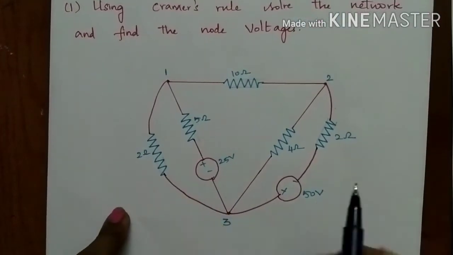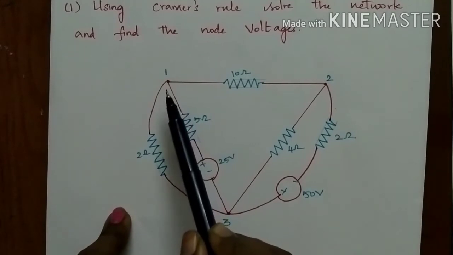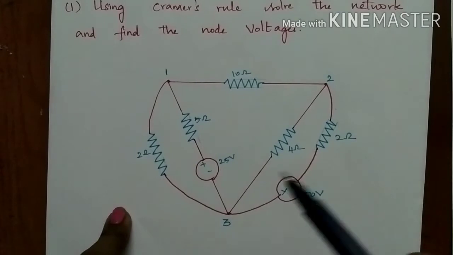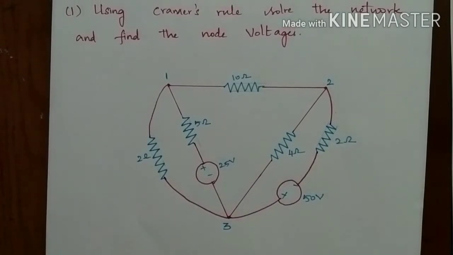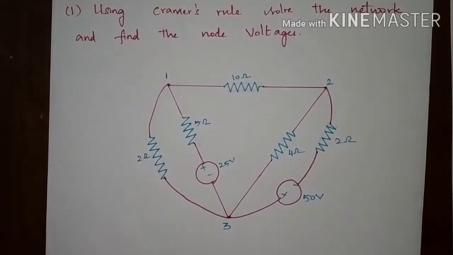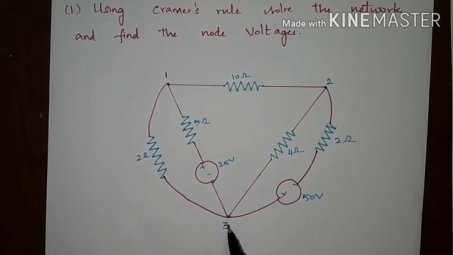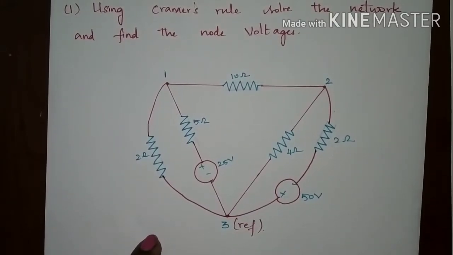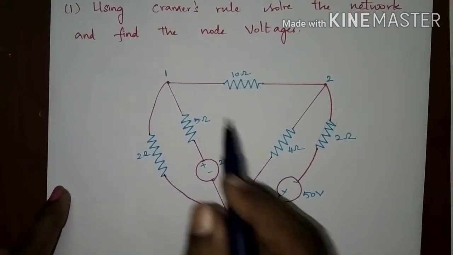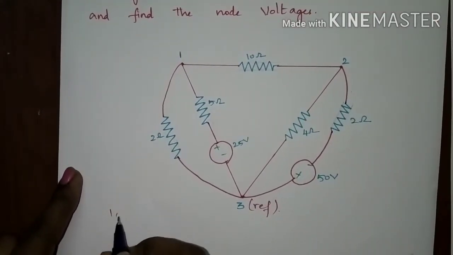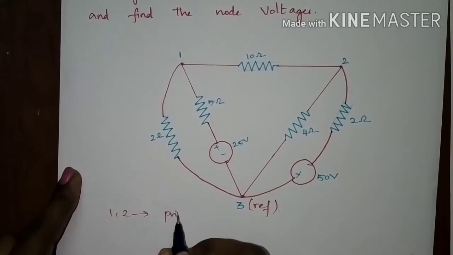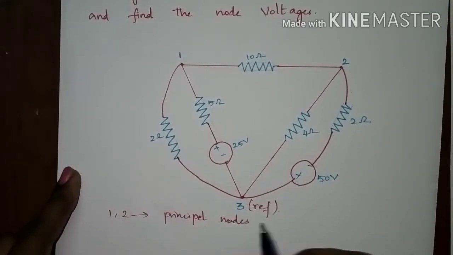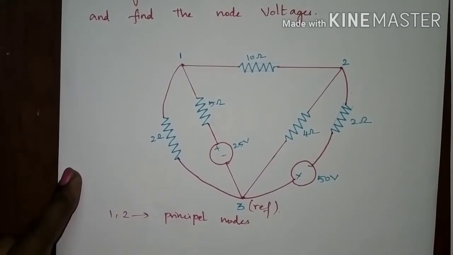Here the first step of the nodal voltage method is to find the number of principal nodes. Here the principal nodes are 1, 2 and 3. Consider any one of the nodes as a reference node. Here the third node, take this as the reference node. The reference node must be grounded. The two other principal nodes are 1 and 2, so we need two equations, or we need a 2 cross 2 matrix of 4 elements.